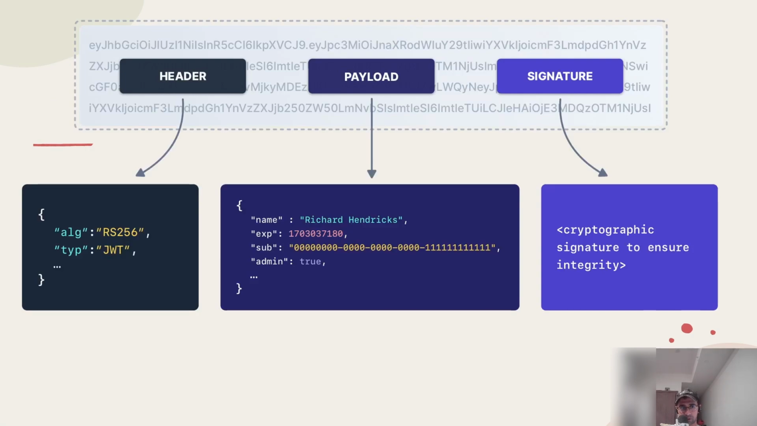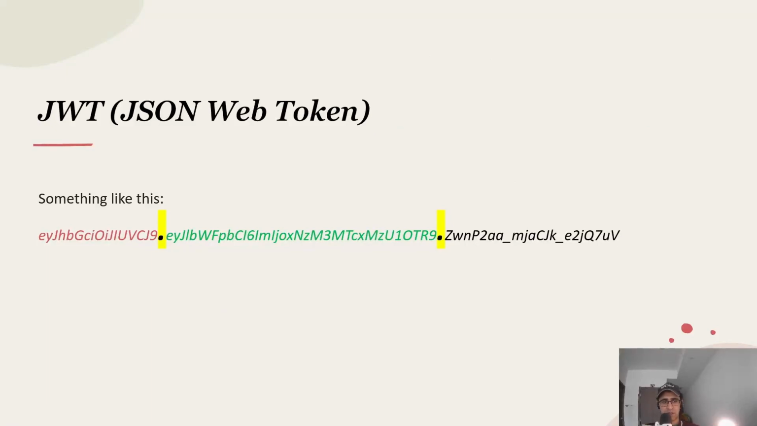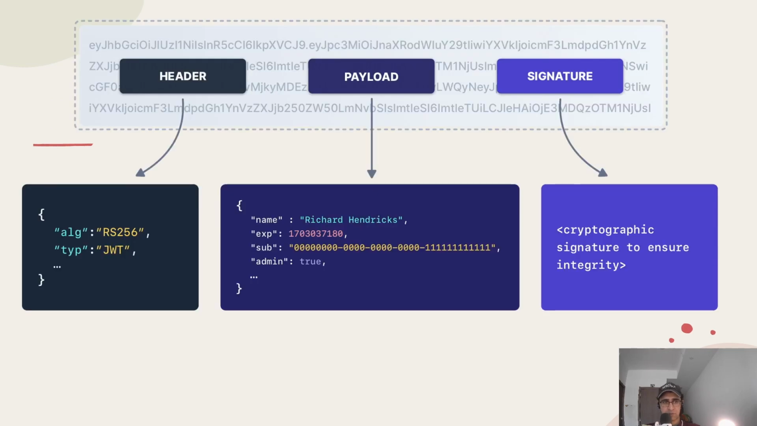The first part is the header that tells exactly what kind of algorithm we're using to encode this value. The red part here is the encoded version of the header. When decoded, it typically consists of two main parts: the algorithm that is used for signing, and the type, which refers to JWT. In this case, we're using JSON Web Token, not any other sort of token.